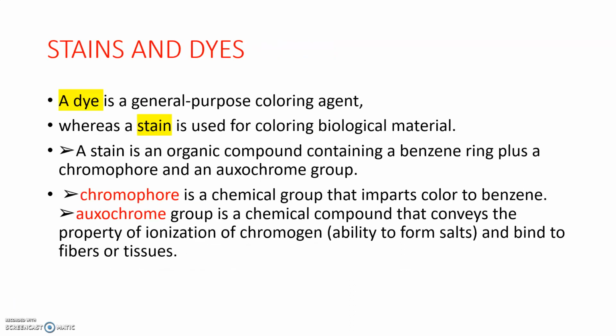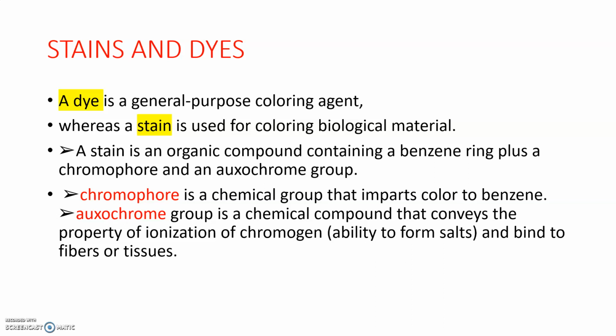Now coming to the definition of each. What do you mean by dye? A dye is a general purpose coloring agent. And a stain is used for coloring biological material. So stain is for coloring biological material, and dye is a general purpose coloring agent.